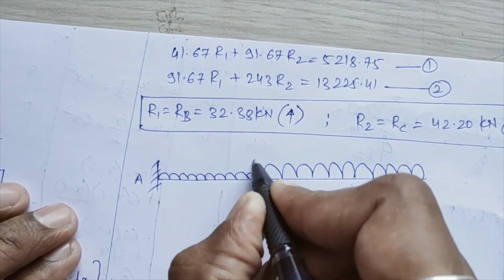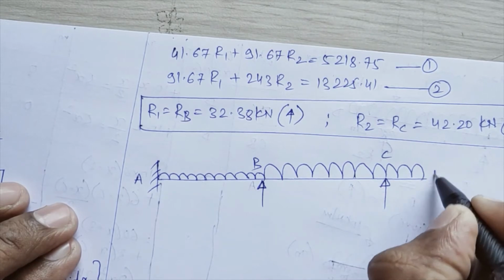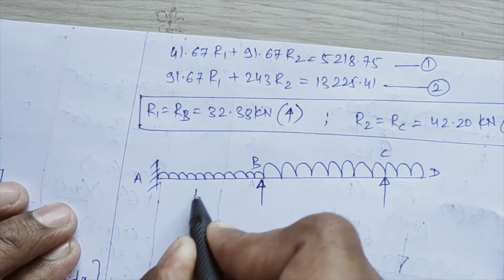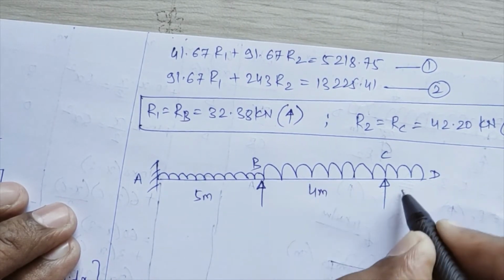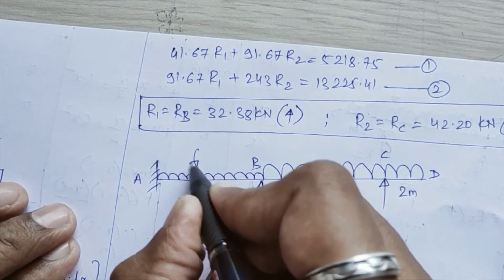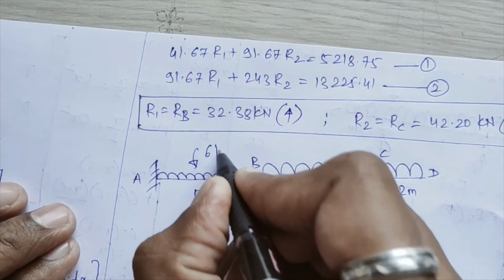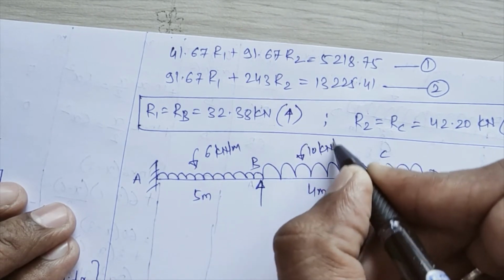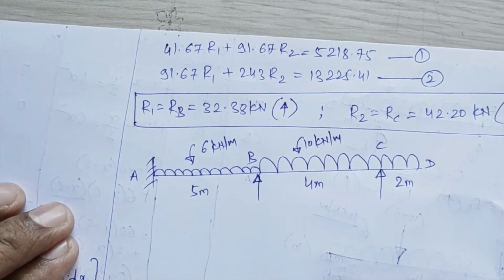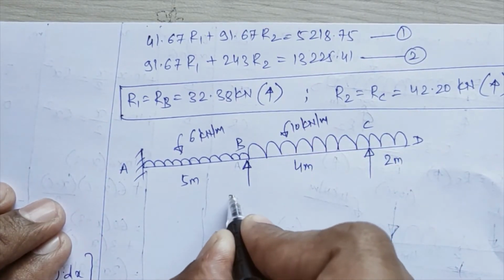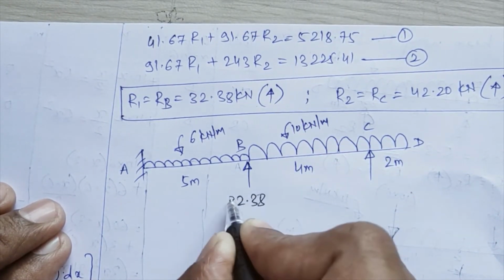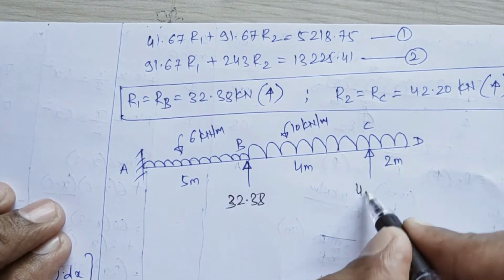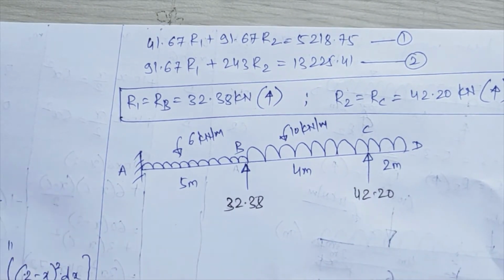Okay, A, B, here I have point C and D. This is my 5 meter, 4 meter and 2 meter. This UDL I have is 6 kilonewton per meter, and this is 10 kilonewton per meter. These two values I have obtained, that is R1 or RB equal to 32.38, and this value I have got as 42.20. Okay, now your beam is converted to a determinate structure.